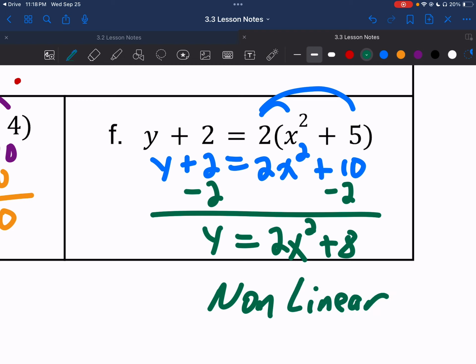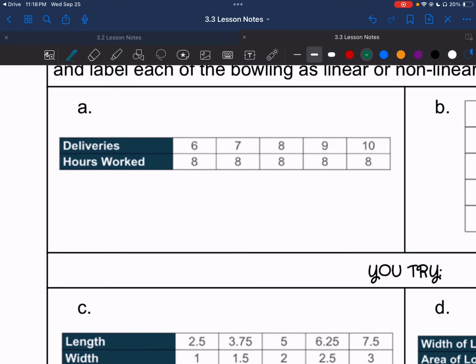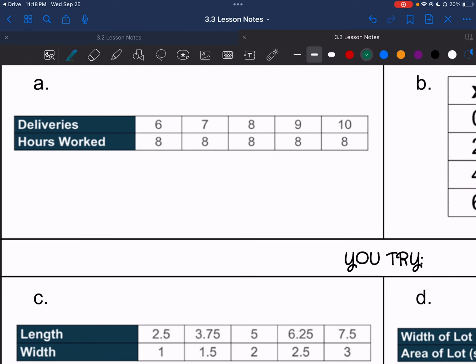All right. So we're going to go to the next page now, and we have functions that are in table form. We're still looking at this concept of being linear. A linear function is one that has a constant rate of change, ROC. We are going to calculate the rate of change, and we're going to label each of these as either being linear or nonlinear.